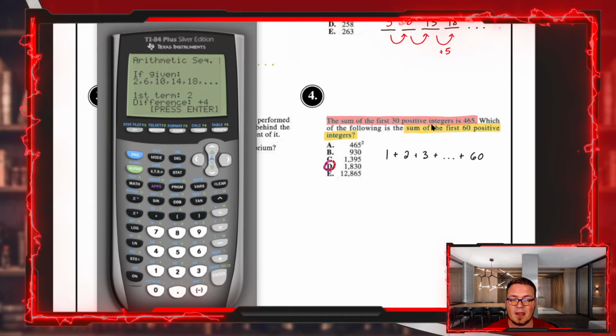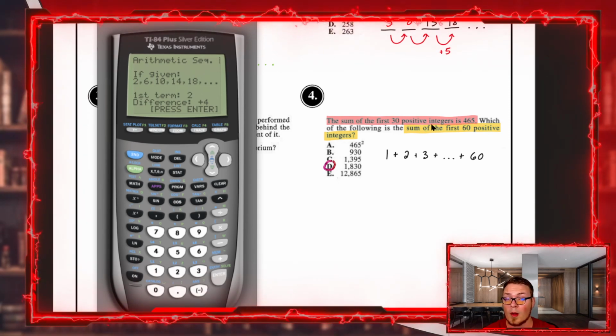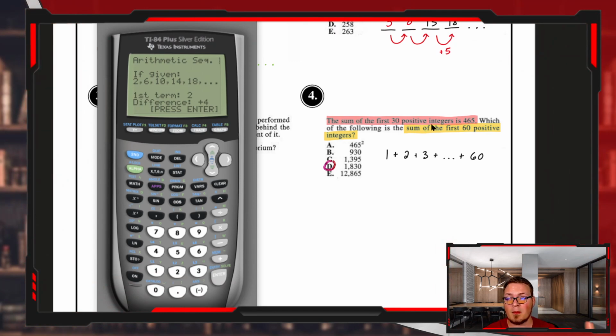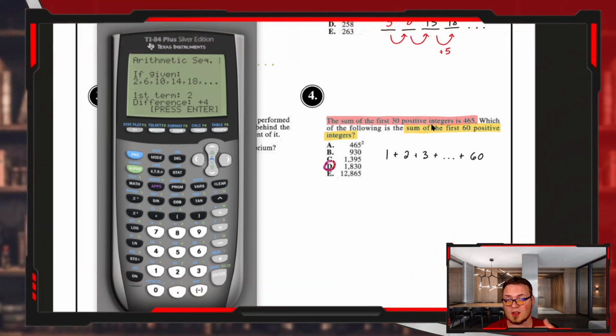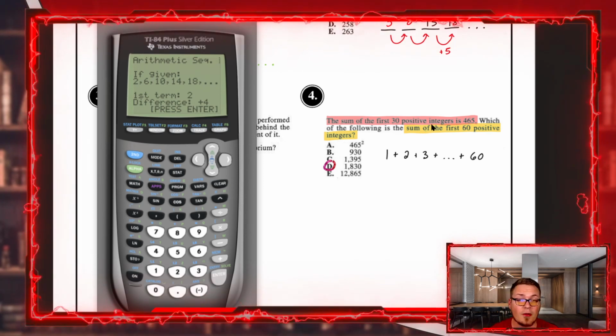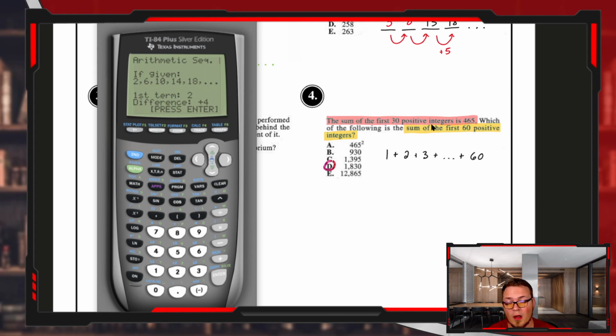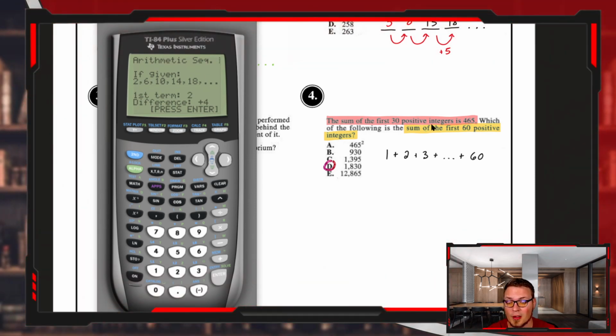If we think about it, the first 60 positive integers are 1, 2, 3, 4, all the way up to 60. So if I want the sum of those numbers, that's just adding those up. 1 plus 2 plus 3 plus 4 plus and so on all the way up to plus 60. So that's an arithmetic sequence with the first term being 1 and a common difference being positive 1. Let's see if we can find the sum on our calculators.